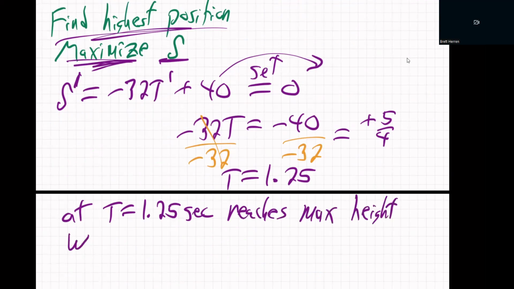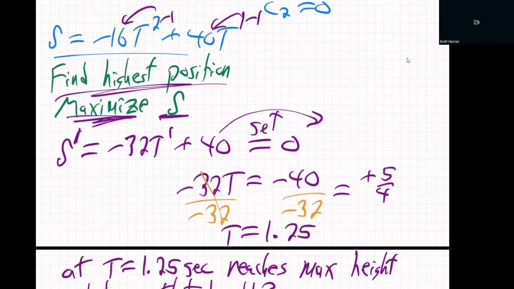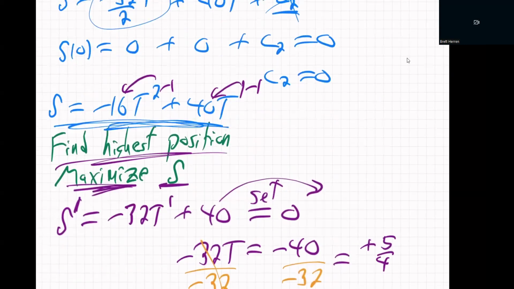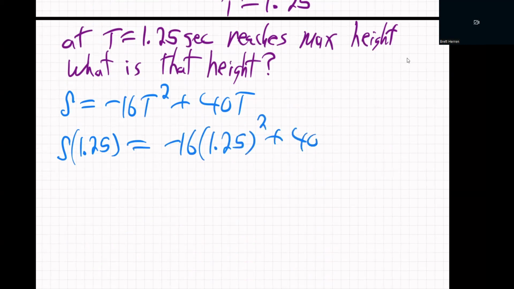So what is that height? We go back to the position equation right here. That's the position at any time t: minus 16t squared plus 40t. Yeah, there we go. That's the position at any time. So now we're going to plug in 1.25. We found out how high it is at about 1.25 seconds.